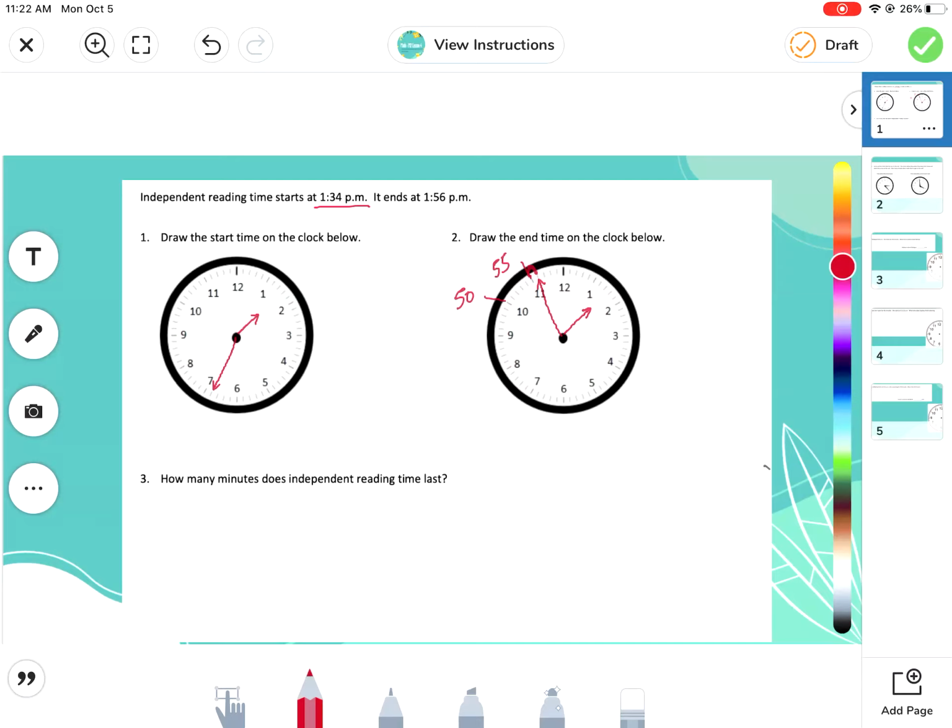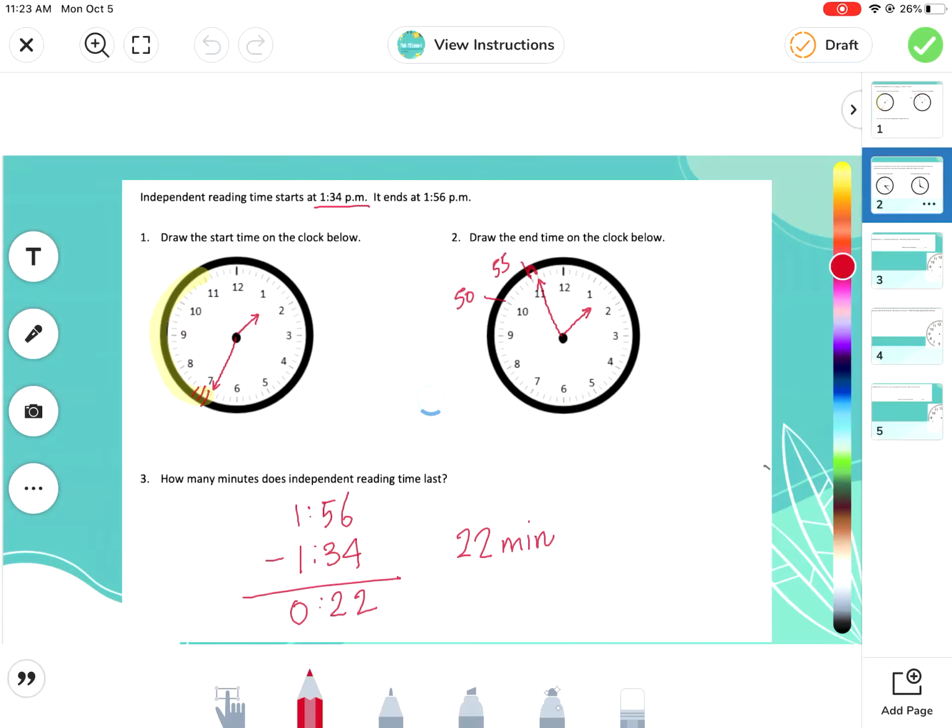How many minutes does independent reading time last? So starting from here, it continues all the way until 1:56. So there are 2 ways to calculate this. One is just manually counting the slots on the clock. The other one is using the subtraction equation. So I'm going to take my bigger number and subtract the smaller number. And 6 minus 4 is 2, 5 minus 3 is also 2, and 1 minus 1 is 0. So in total, it took me 22 minutes. Let's move on to the next one.